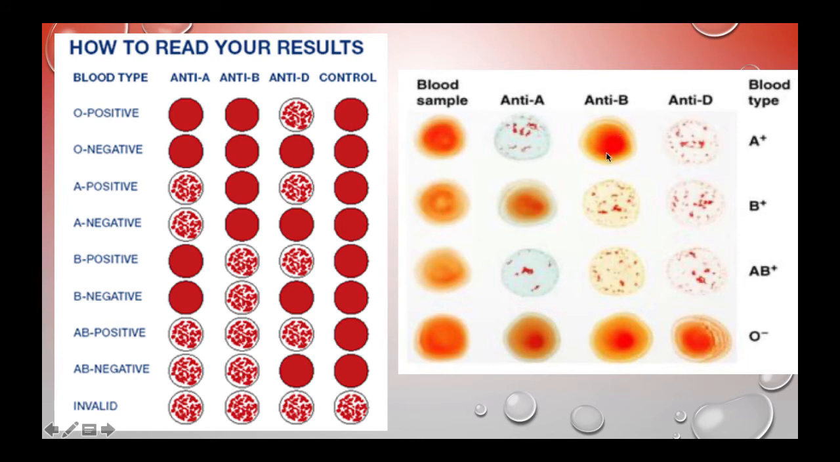Okay, no agglutination in the anti-B here, so they don't have the B antigen present. If you look at this one, now the anti-A is clear, but in the B and D you see the agglutination. So this individual would be B positive. Here in this blood sample, you have agglutination in the A, the B, and the D slot. So you have an AB positive individual.